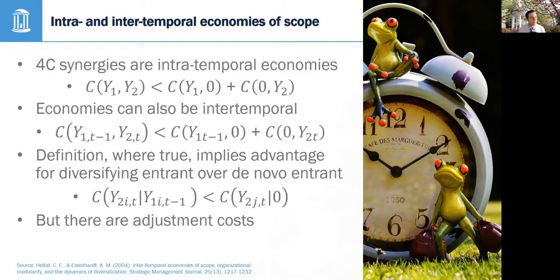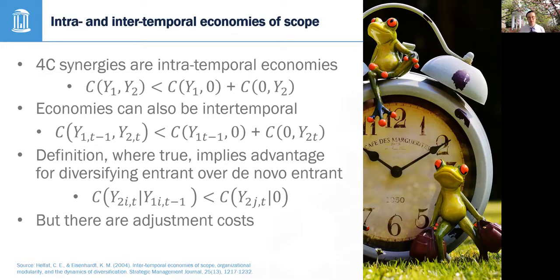The next topic here is intra- versus intertemporal economies of scope. With the intertemporal, we're really talking about things like flexibility. With the intratemporal, the within-time economies, that is all of the 4C synergies that we've talked about before. So with 4C synergies, the cost of doing two activities or of having two business units is lower than the cost of having them not operate together. With intertemporal economies, it's saying that the cost of reallocating resources over time is lower than the cost of recreating those resources in a new company.